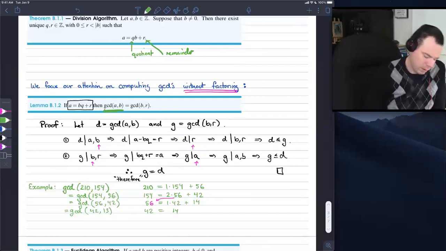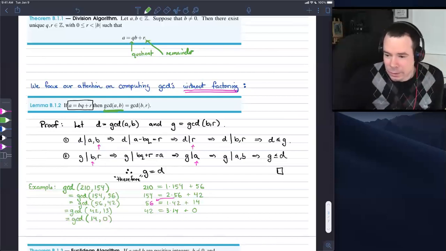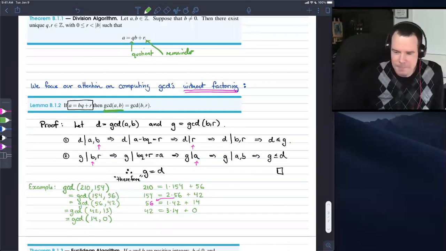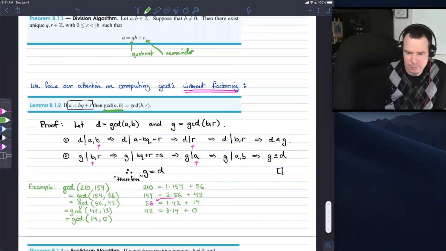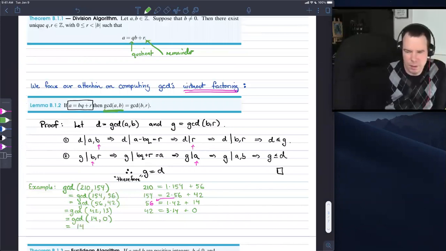So now I need to know how many times 14 goes into 42. That goes in there 3 times, and 0 is left over. So that's equal to the GCD of 14 and 0. And it's at this point that I now have a GCD that I can easily calculate. The greatest common divisor of 14 and 0? Well, it's got to be 14, because 14 divides into 14 and it divides into 0. So it's a common divisor of both of those, and it's the biggest one possible.